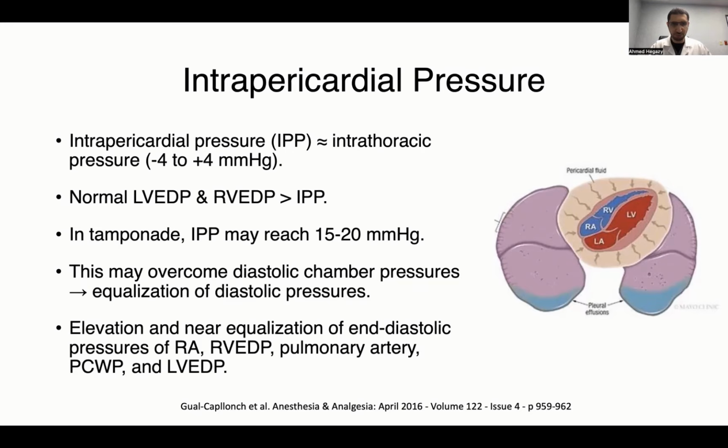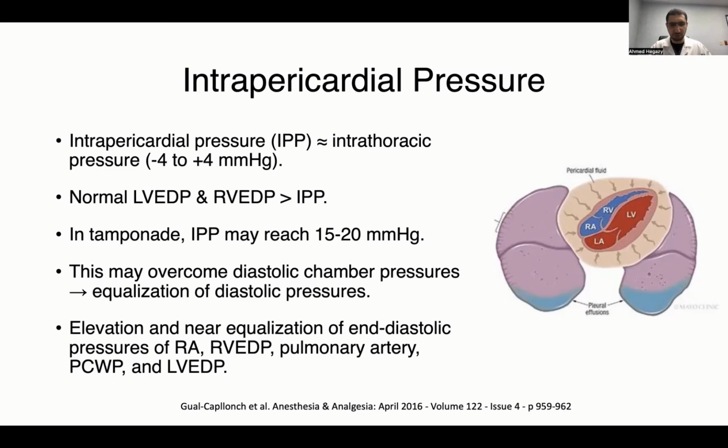This high intrapericardial pressure may overcome the diastolic chamber pressures and lead to a transmission of this intrapericardial pressure to the different chambers of the heart during diastole. And so what you will sometimes see in circumferential pericardial effusions causing tamponade is that the pericardial fluid pressure is being transmitted to all the cardiac chambers during diastole. And so you'll see an elevation of end diastolic pressures, and you'll see an equalization of end diastolic pressures because all the chamber pressures now are reflecting the intrapericardial pressure.